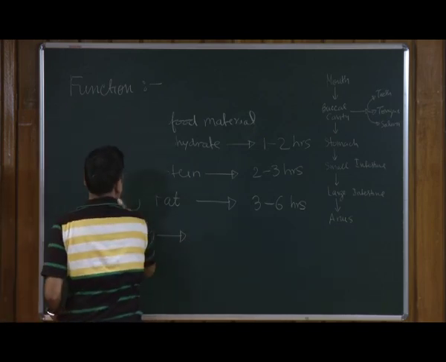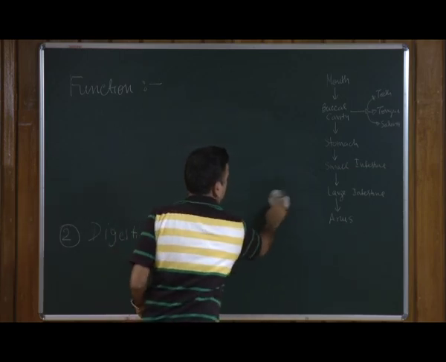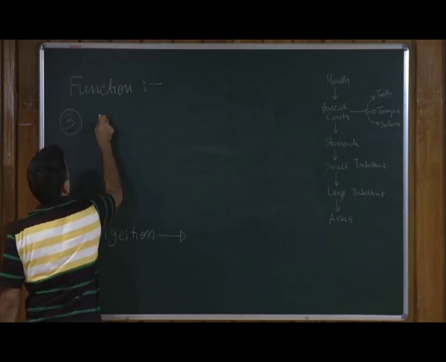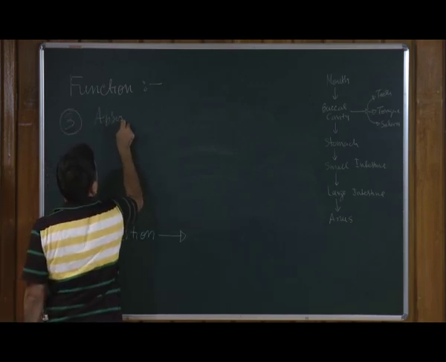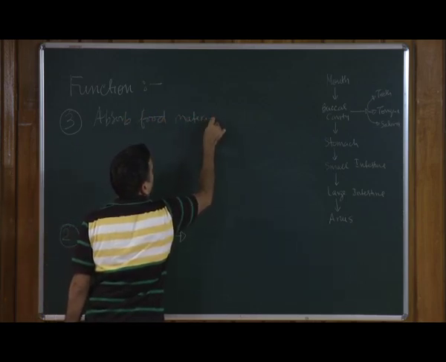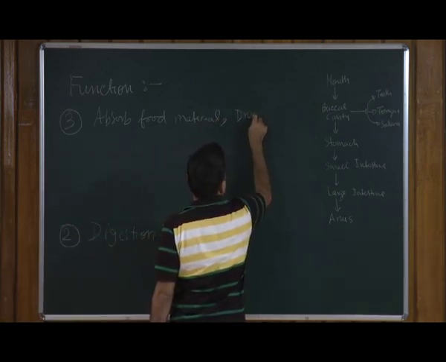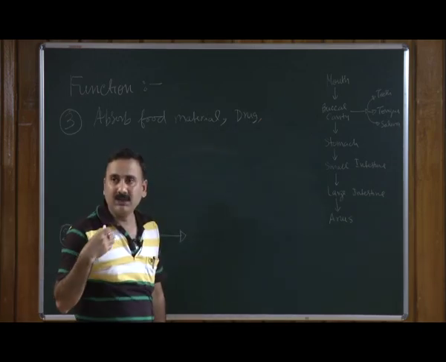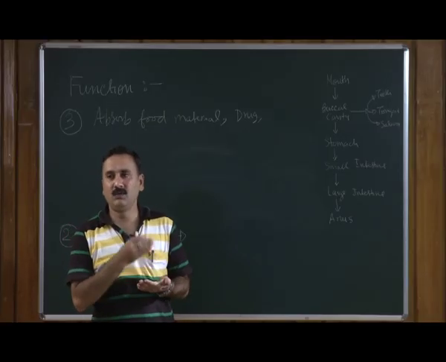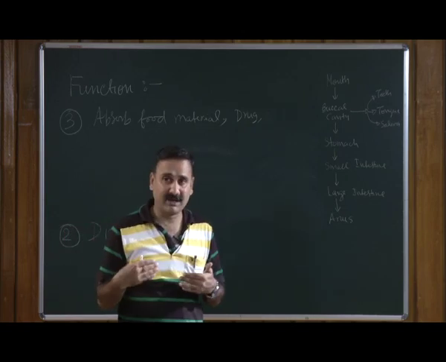What are the other functions? Stomach is the primary site for absorption of carbohydrate and sugar. So, it actually absorbs food material, and when I say food material, it means mostly carbohydrate and drugs. When you take a drug or a pill by mouth, it goes into the stomach, it gets disintegrated into different components, and those components then get absorbed through the stomach lining.